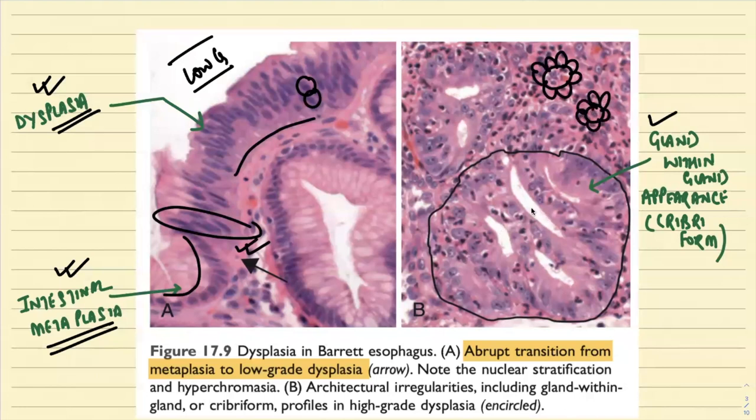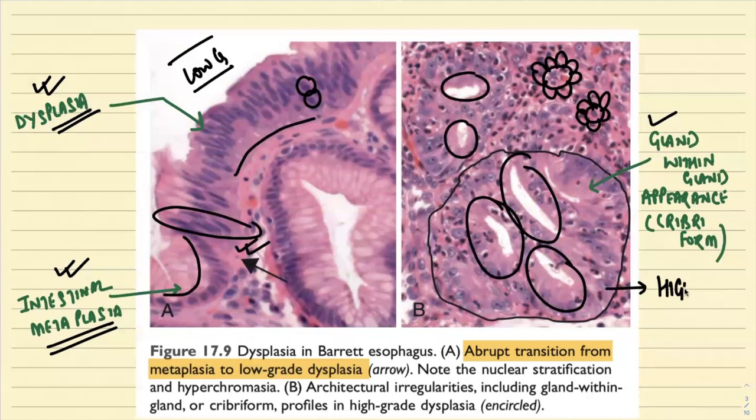But over here, there is no such separation. One gland is present here, just on the back of that, another gland is also present. Along with that, another gland is also present. So this appearance is called a cribriform appearance, or gland within a gland appearance. Like this, there is no clear cut demarcation between the two glands. And this type of arrangement is classical for high grade dysplasia.